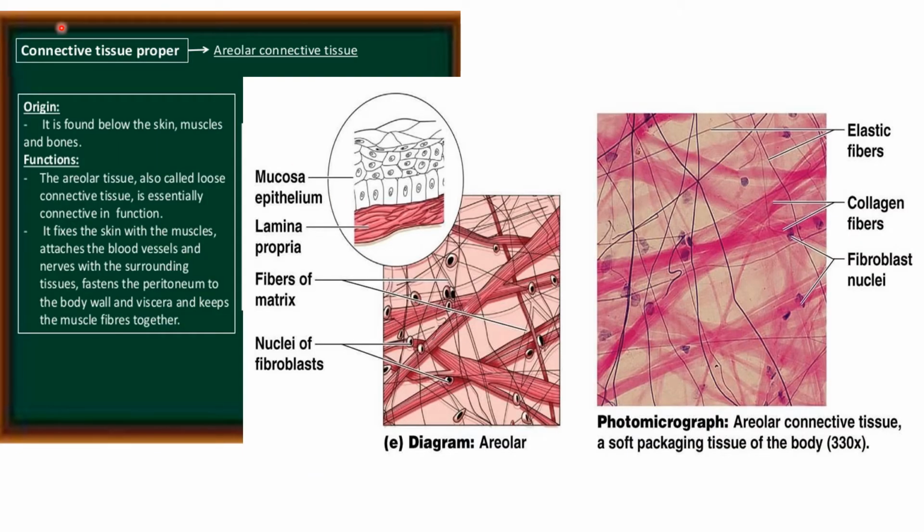Now let's move on to the first topic, that is tissue proper, of loose connective tissue, which is the areolar connective tissue. It is found below the skin, muscles and bone. Its function is connection. It fixes the skin with the muscle, attaches the blood vessels and nerves with the surrounding tissues, and keeps the muscle fibers together.